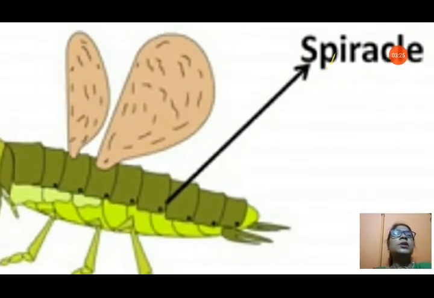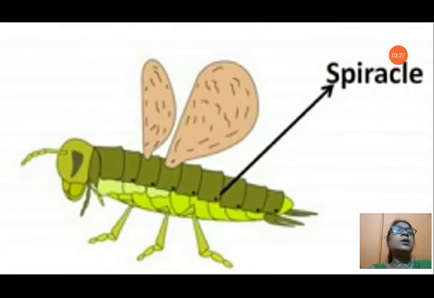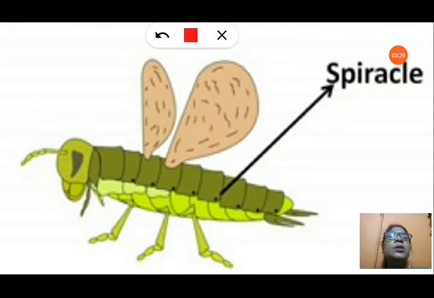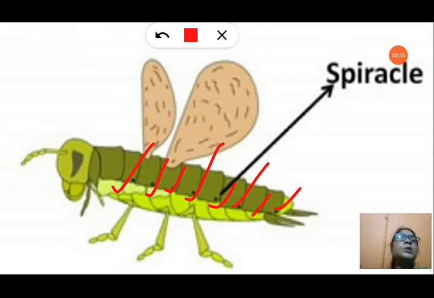You can see the spiracles in the insect, the dotted points on the body walls. You can see different holes are there, these are all spiracles. Through these all insects take in air.